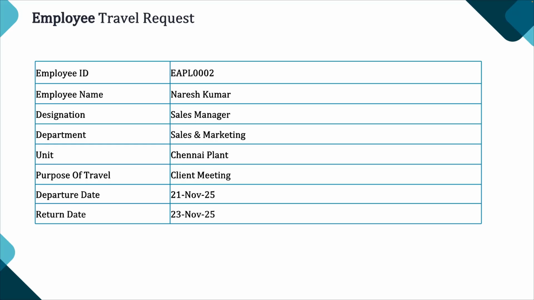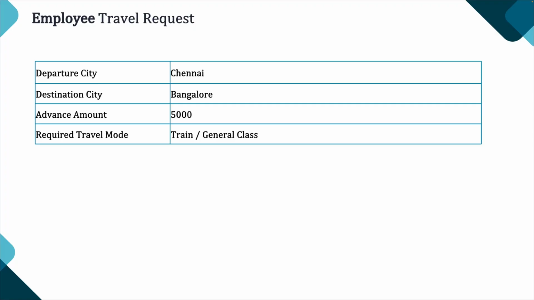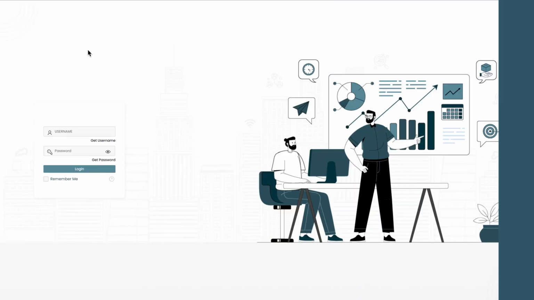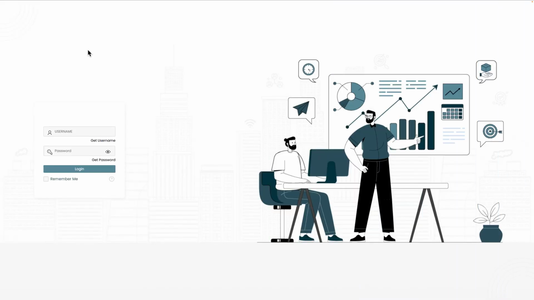Next, the departure date and the return date. Next, departure city and the destination city. The travel request employee's advance amount and the required travel mode of train or general class. So let us enter these details in our ERP system. Let us log in to our ERP system. Enter the user credentials, username and password.